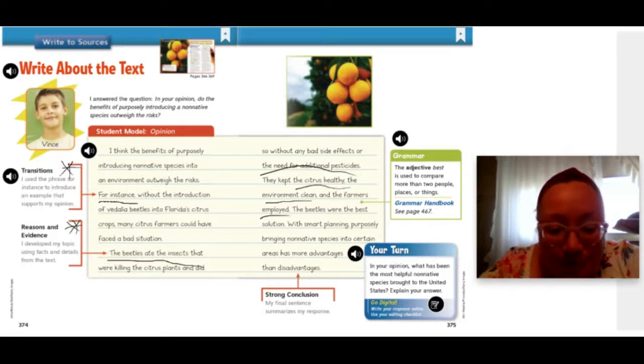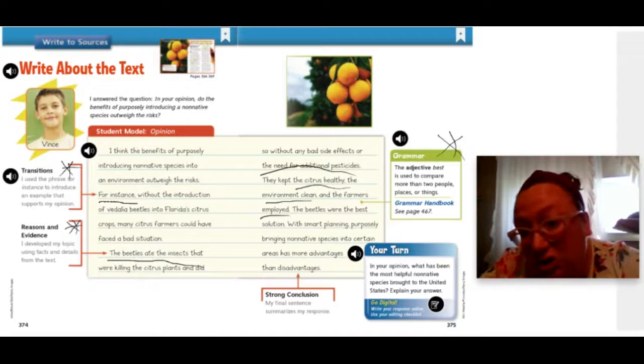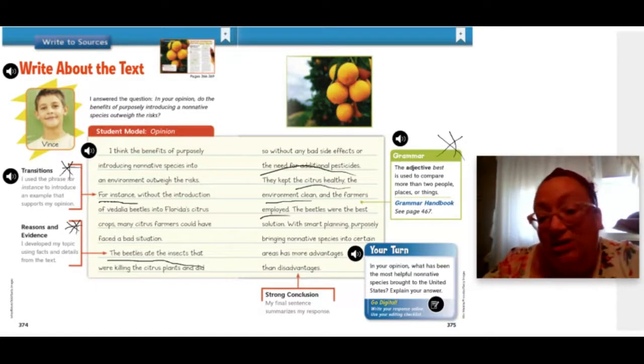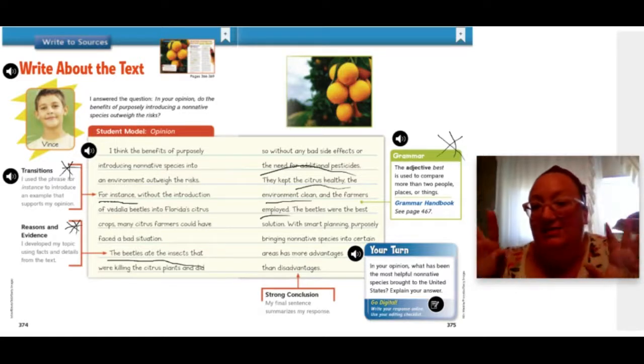Now, you may have also noticed over here that they put a little grammar tip in here. So it says the adjective best is used to compare more than two things, places, or things. So this is called a superlative form of the adjective. So something is good, better, best.